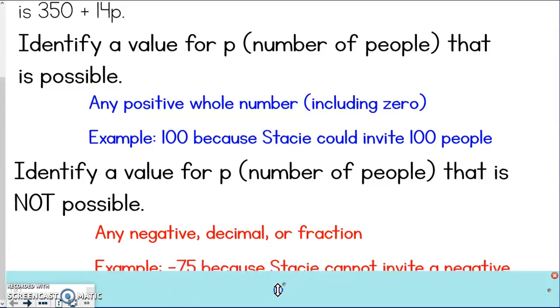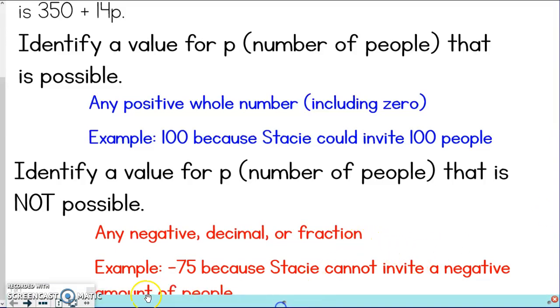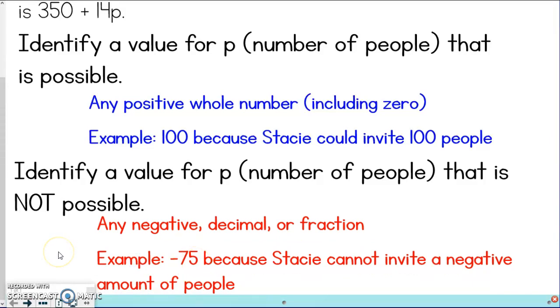So here's my sample answer. If you want to use it, go ahead. If you would like to use another one, that's fine. But I said that one possibility that would not work for p is negative 75, because Stacy cannot invite a negative amount of people. That just would be craziness. You could pick something else too. I could have said 125.3. Well, that's not possible. I can't invite 125.3 people, right? That makes no sense. I could also have said 15 and 1/2. I can't invite 15 and a half people. That just doesn't make any kind of sense. That's not how you can invite people.